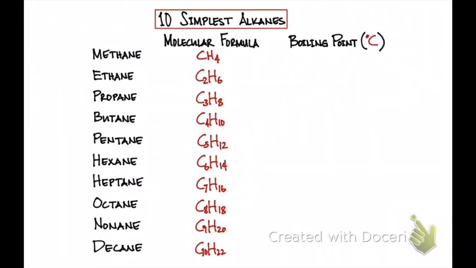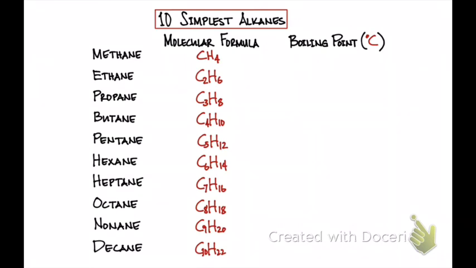So, for example, when you look at the last 6 here: pentane, hexane, heptane, octane, nonane, and decane. The prefix penta basically tells you that there are 5 carbon atoms. When you look at hexa, that means 6 carbon atoms, hepta 7, and so on and so forth. The first 4, you just have to memorize and remember. So if you have methane, that means you have a single carbon. If you have ethane, 2 carbons, propane 3, butane 4.